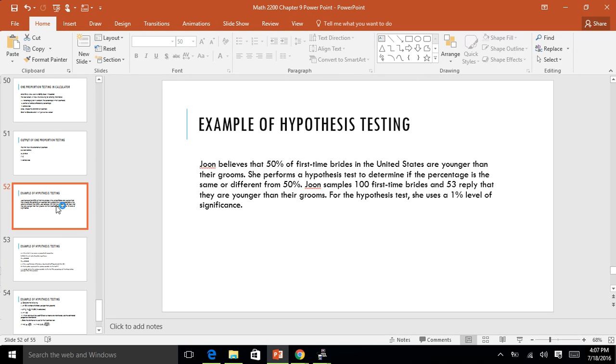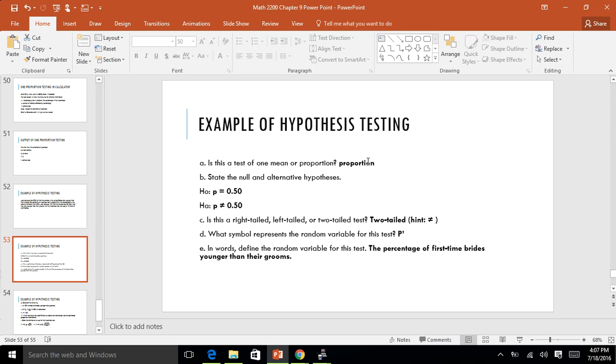So June believes that 50% of first-time brides in the U.S. are younger than their grooms. She performs a hypothesis test to determine if the percentage is the same or different from 50%. June samples 100 first-time brides, and 53 reply that they are younger than their grooms. For the hypothesis test, she's using a 1% level of significance. Okay, so let's go ahead and look at it.